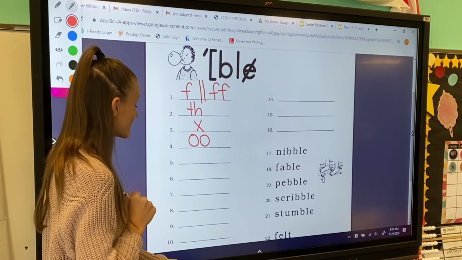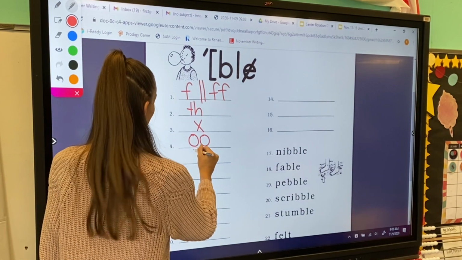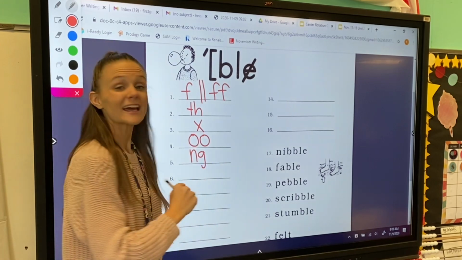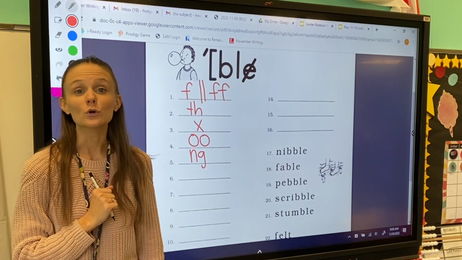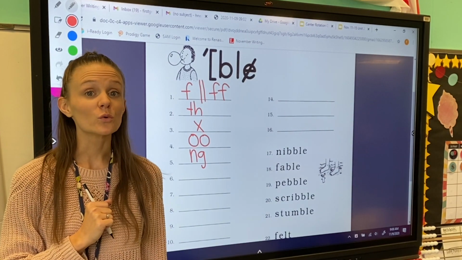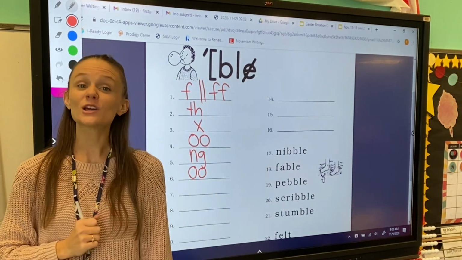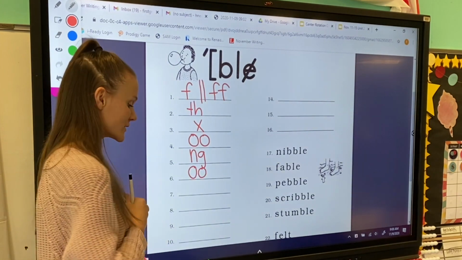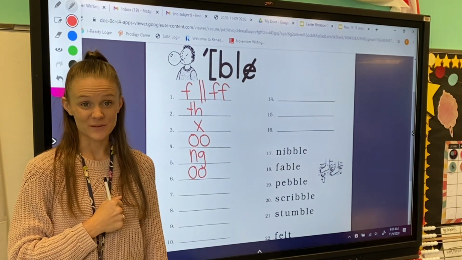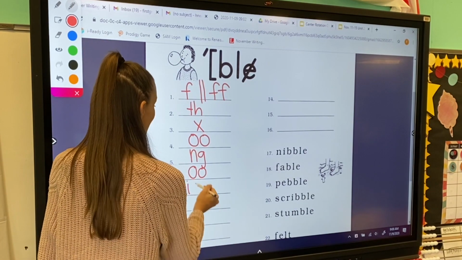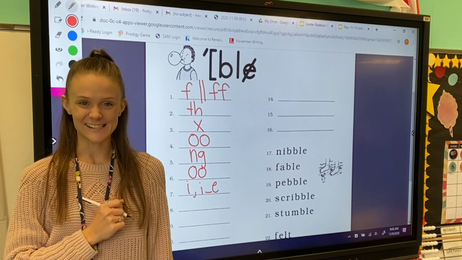For number 5, my letter sound is ng. The digraph N-G makes the ng sound. For number 6, my letter sound is oo. Again, the digraph O-O can also make the oo sound. For number 7, my letter sound is I. So I know that letter I can make the I sound, and I, consonant, sneaky E can make the I sound.